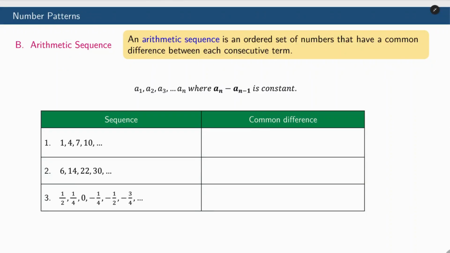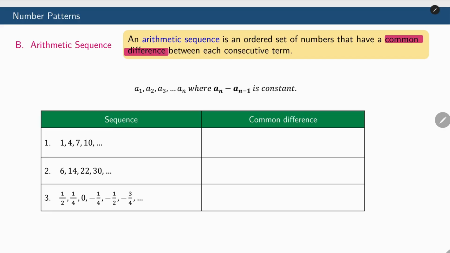Welcome to part 2 of lecture 3, number patterns. Here we'll discuss the arithmetic sequence. An arithmetic sequence is an ordered set of numbers that have a common difference between each consecutive term. Let us emphasize common difference.